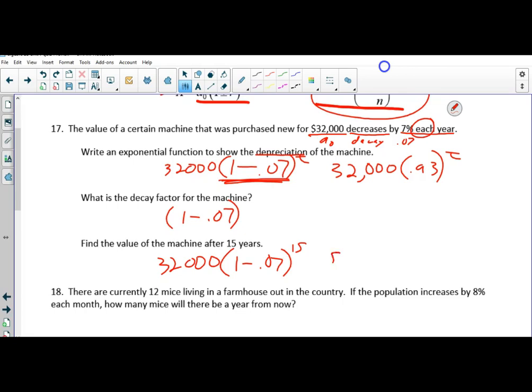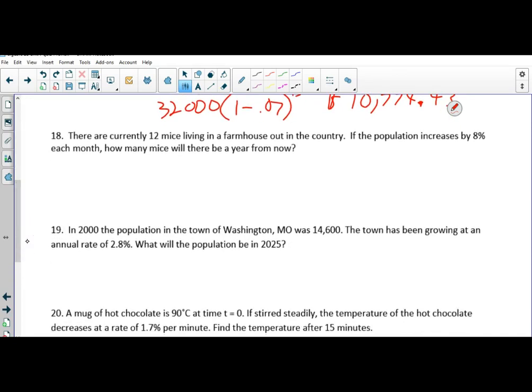And you get a future value of $10,774.427, so round up to 43 cents. Number 18. There are 12 mice living in a farmhouse. The population increases, so that's growth, by 8%. So it's going to be 1 plus 0.08. Now, here's the thing. It says each month, 8% each month.